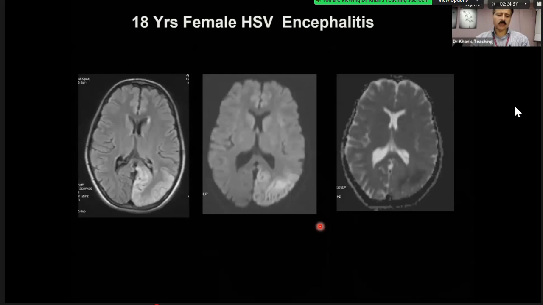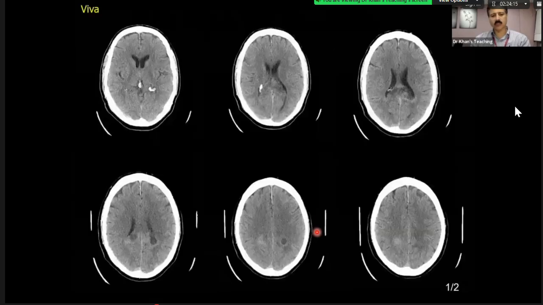Now, this is a case of herpes encephalitis, which shows restricted diffusion. You can see that this is bright on DWI and low on ADC, and this is not an acute infection. So herpes can also cause restricted diffusion.